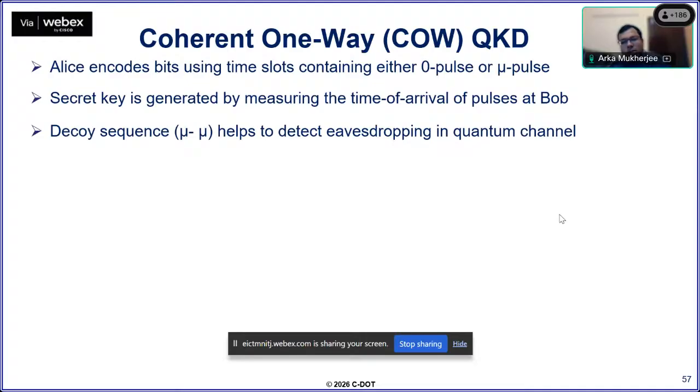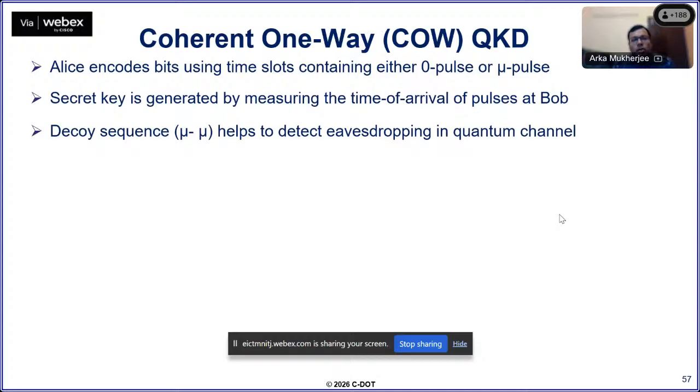In BB84, our degree of freedom was polarization, right? We were encoding the states using either horizontal or vertical polarization, or diagonal or anti-diagonal polarization. So we had two bases. One was the rectilinear basis, in which we had two orthogonal states, horizontal and vertical. And in the diagonal basis, there were two orthogonal states, diagonal and anti-diagonal.